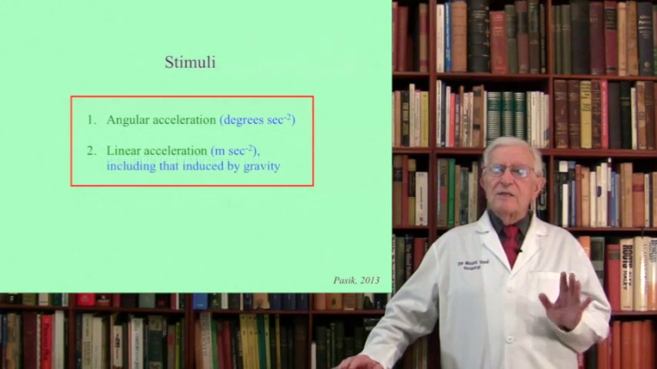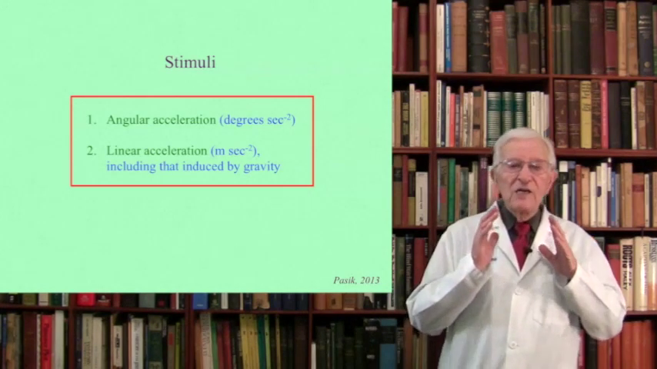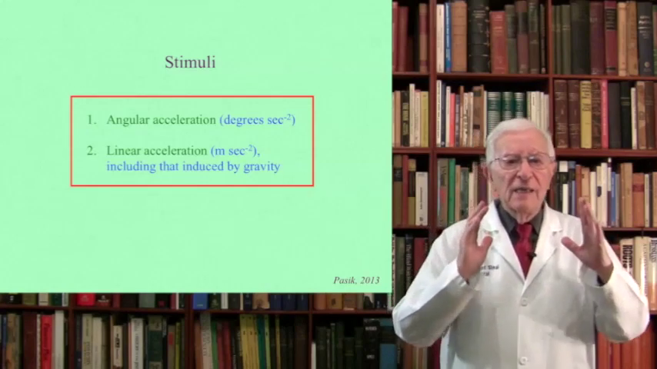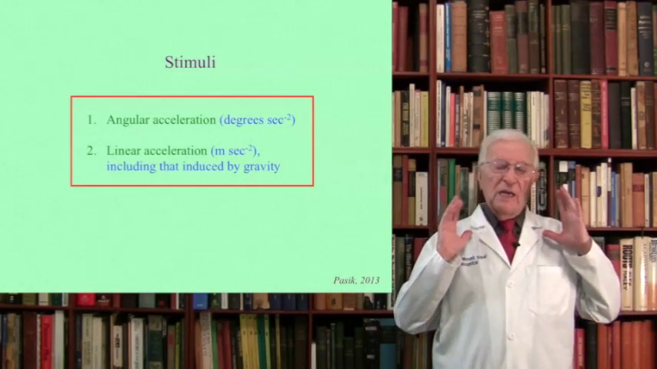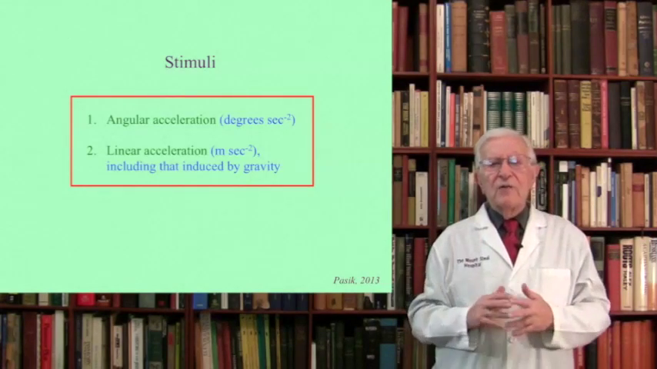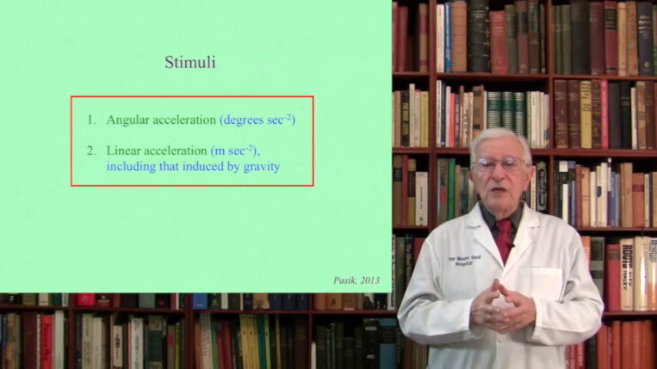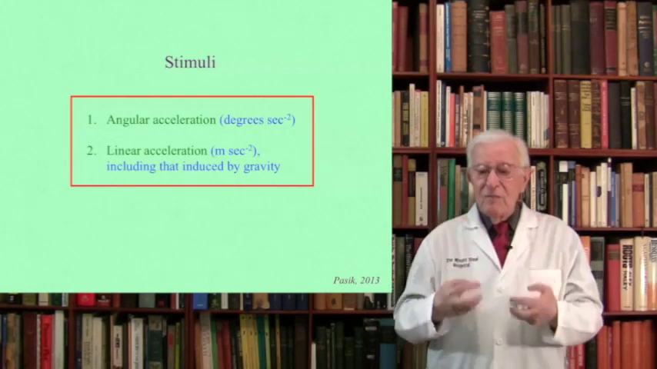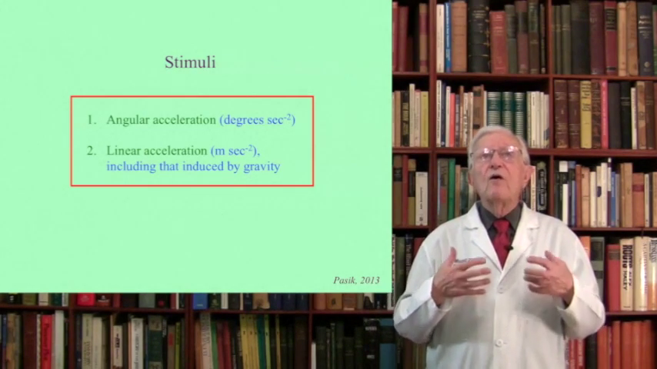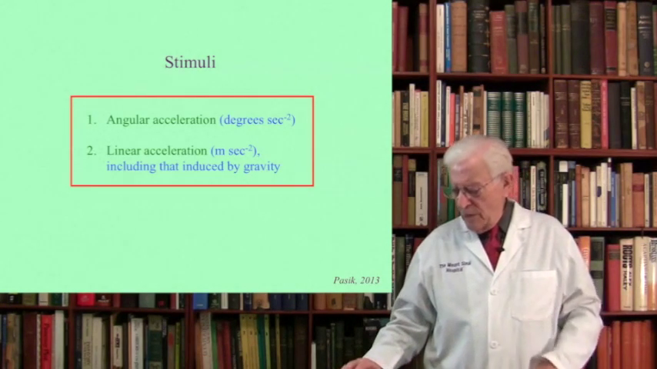And these linear accelerations are of two kinds. One is the linear acceleration that is translational, which means that when you move in a line, or when you are in the car and you suddenly stop, those linear changes in acceleration are sensed by this system. And a similar mechanism is used to take care of the acceleration induced by gravity. All right.